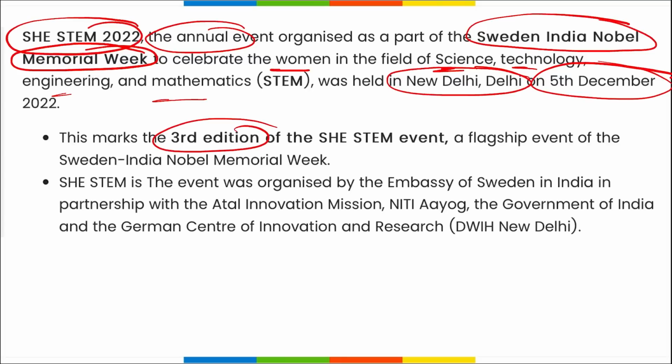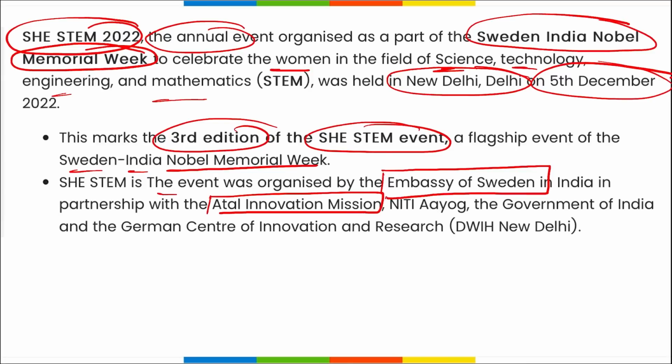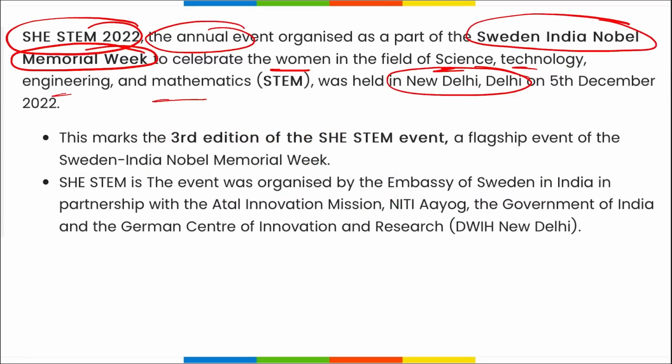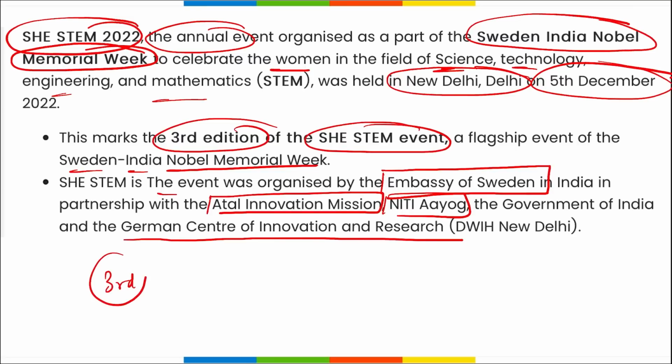This is the third edition of the She STEM event, that is a flagship event of Sweden India Nobel Memorial Week. This event was organized by whom? It was organized by the Embassy of Sweden in India in partnership with Atal Innovation Mission, Niti Aayog, and the Government of India and the German Center of Innovation and Research. So basically remember, it was Embassy of Sweden, Atal Innovation Mission, and Niti Aayog and your Government of India together collaborated to organize the She STEM event. That was the third edition of this event. And also remember, this was organized as a part of Sweden India Nobel Memorial Week. All right, that's all you need to remember for this.